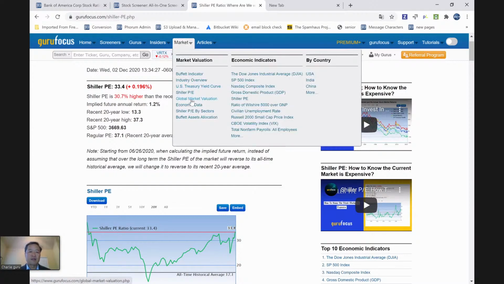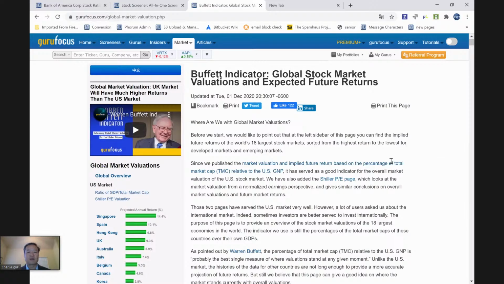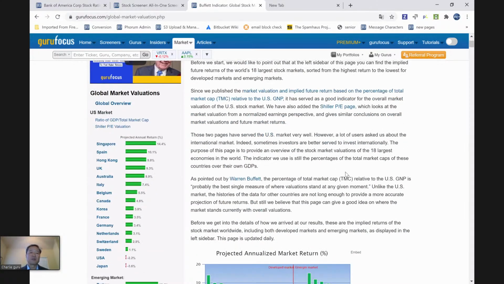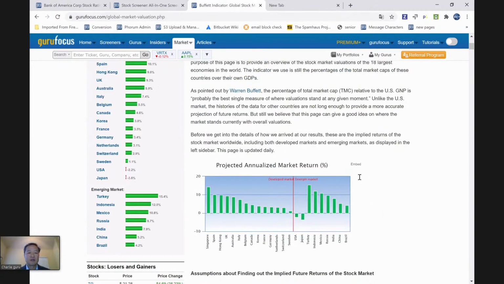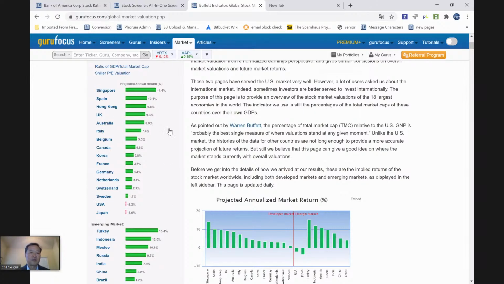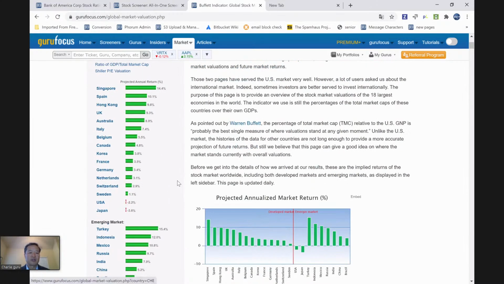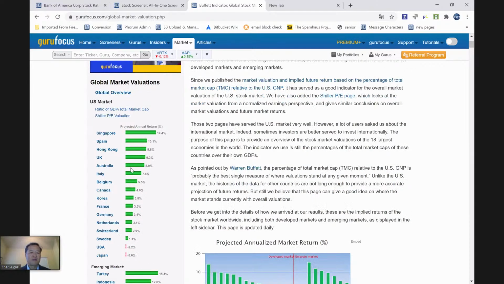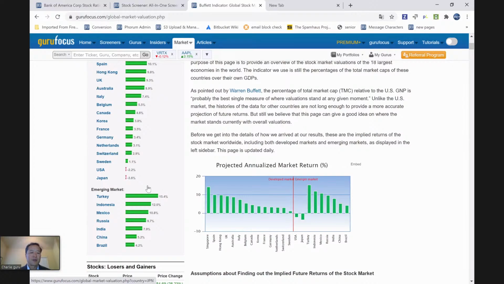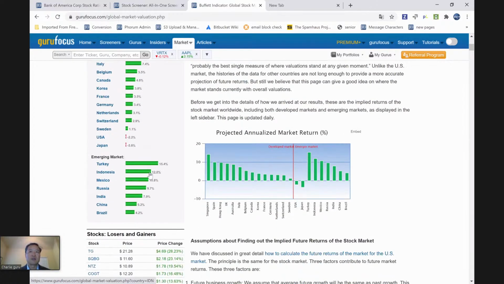Then we can look at the global market valuation, because we think the US is too expensive. Can we go to different countries? We use a similar approach to the Buffett indicator for different countries. Here is the return of developed countries. Here is the emerging market. It seems like Singapore, Spain, and Hong Kong will have higher returns, while the UK, US, and Japan will have low returns for the future. For the emerging markets, Turkey and Indonesia will probably have higher returns. Even China will have lower returns for the future.